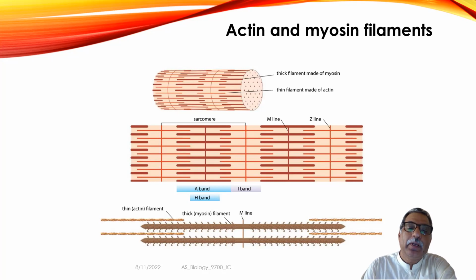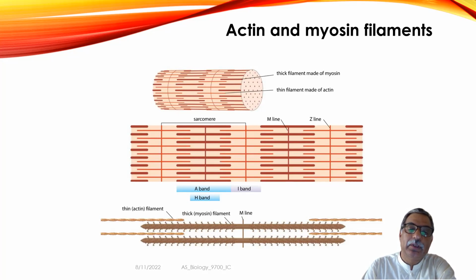This is the A band that covers the area where the myosin filaments exist. This I band is the region where the unoverlapped part of the actin filaments exists, and this is the H band that shows the unoverlapped part of myosin filaments. So this is the overlap part where myosin filaments and actin filaments overlap each other.